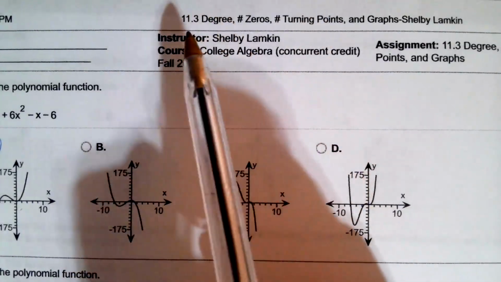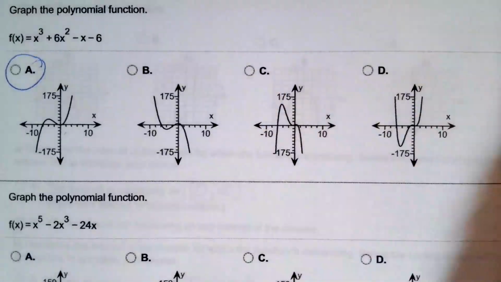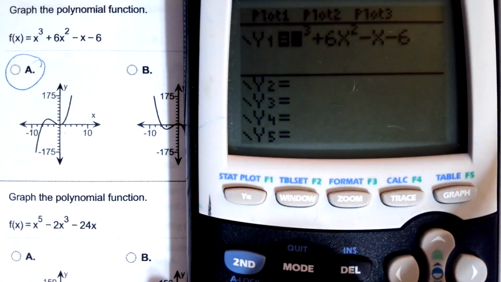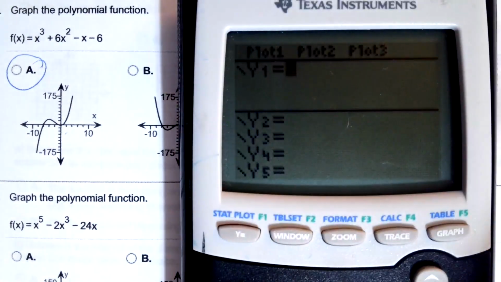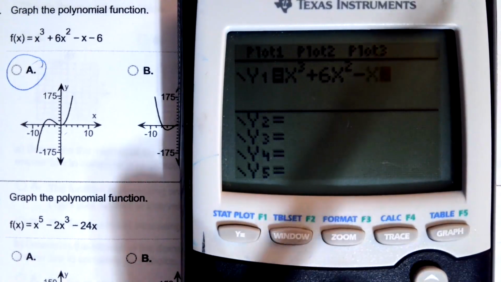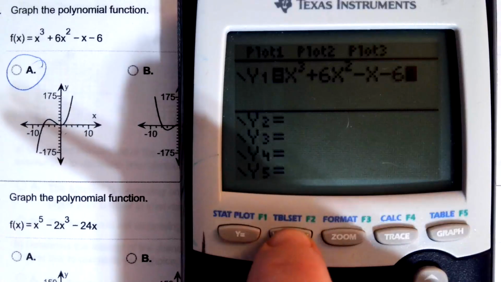Okay, 11.3. We're going to talk about the graphs of these polynomials. It asks you to graph this one. You can do a lot of this on your calculator. So go to y equals and enter your equation. It's x to the third plus 6x squared minus x minus 6. And then I want you to press the window feature.